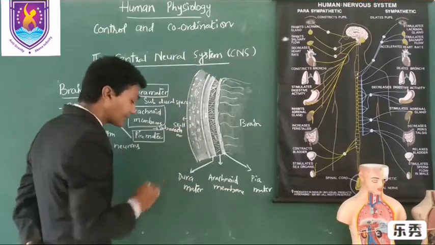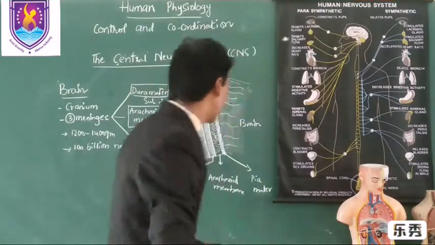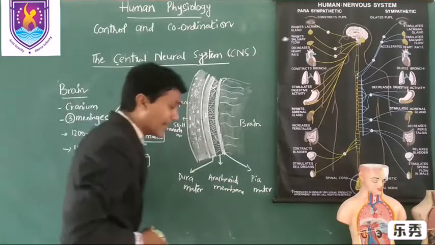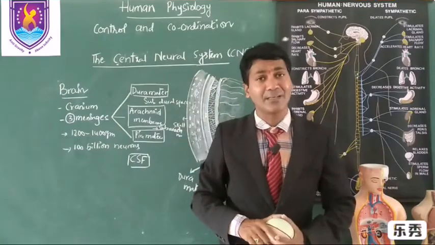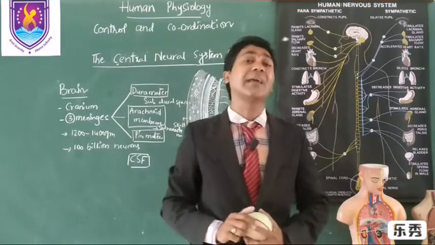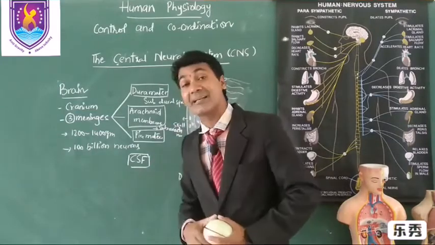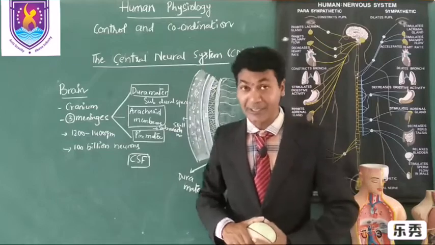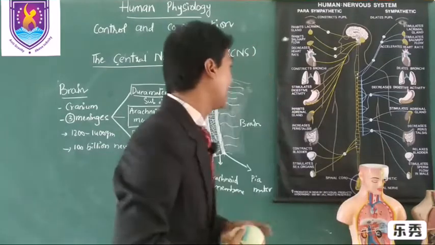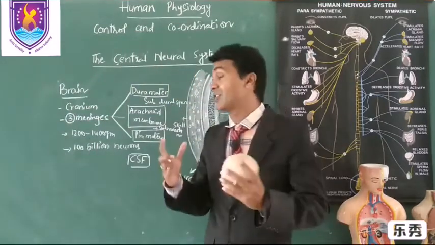This subarachnoid space is filled with a fluid known as cerebrospinal fluid, which facilitates the exchange of nutrients, gases and excretory substances, acts as a shock-absorbing medium, and flushes out toxins from the brain also. So this is regarding the membranes of the brain and the external features of the brain.